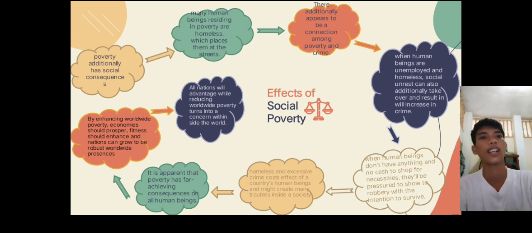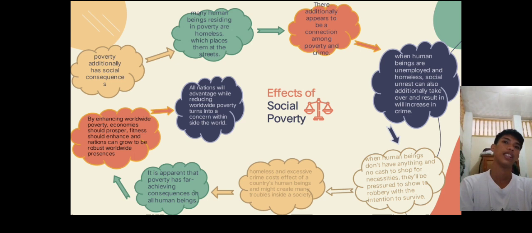So next, homelessness and excessive crime cost effect of a country's human beings and might create many troubles inside the society. Yes. This is where physical things come in, which cause harm and also affect innocent people. So it disturbs the community.